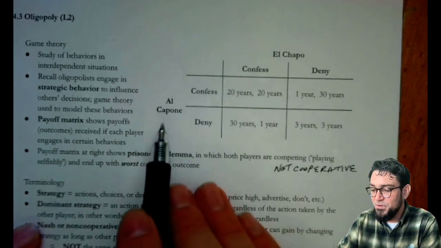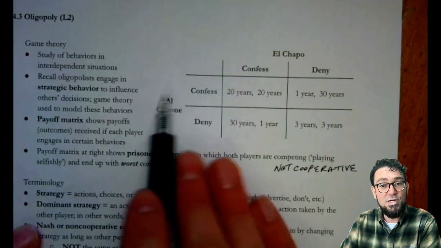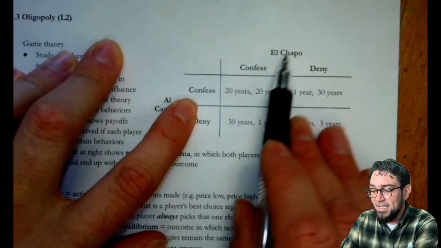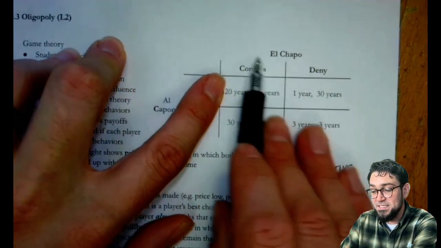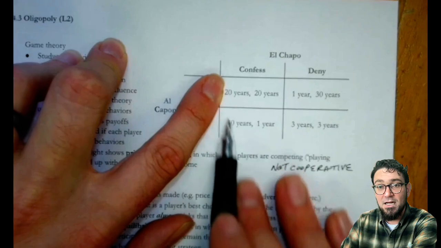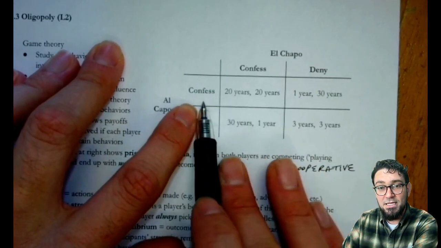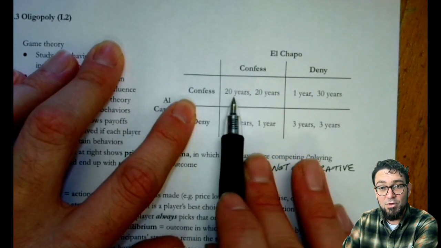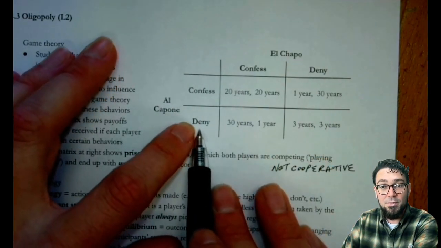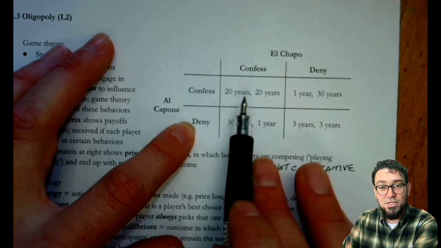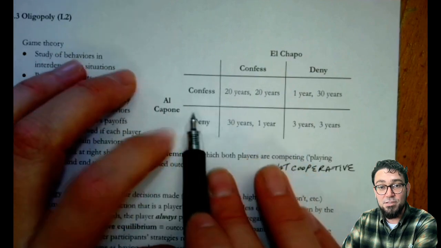So let's see. First, we would play as one player. So we're going to identify and say, okay, I'm going to play as Al Capone. And if I'm Al Capone and I think El Chapo is going to confess, that's going to put us into this column. If El Chapo confesses, we're either going to get 20 years by confessing as Al Capone, right? So that's our first choice. Or we can keep our mouths shut and get 30 years. And this 30 years is the alternate to us confessing and getting 20 years because we're Al Capone.